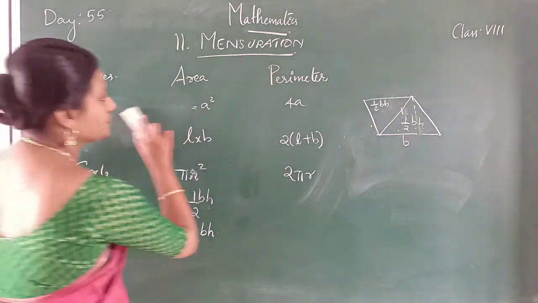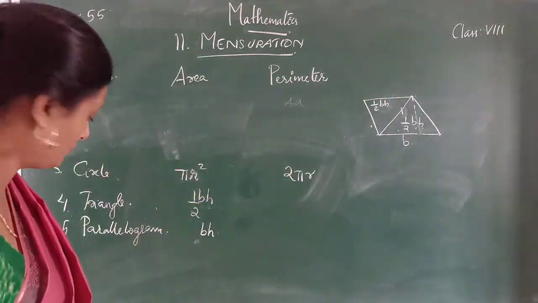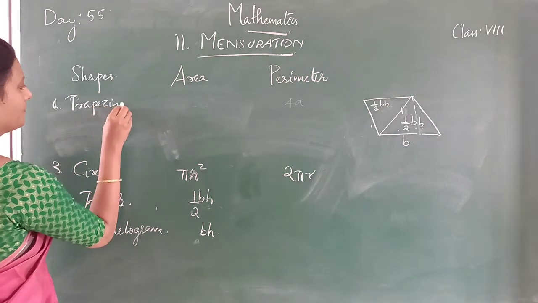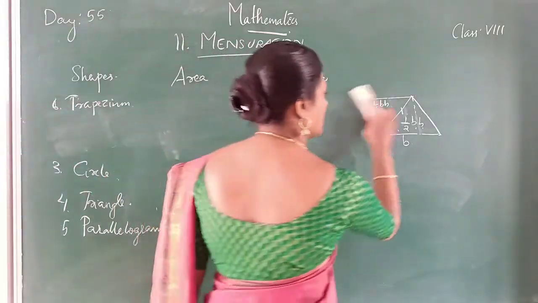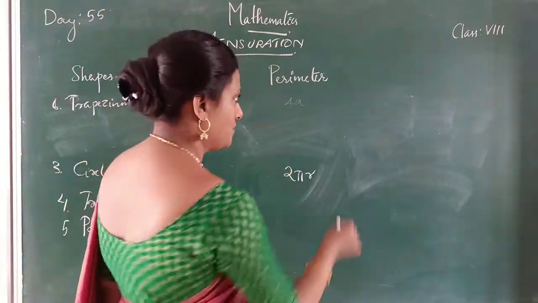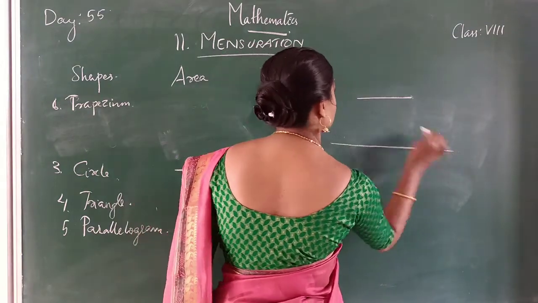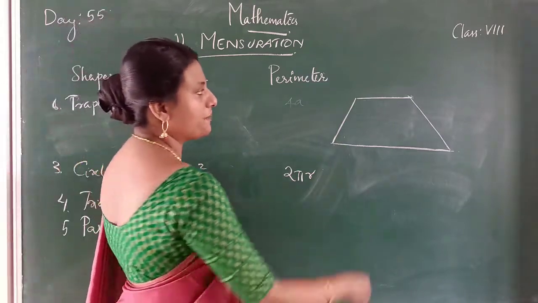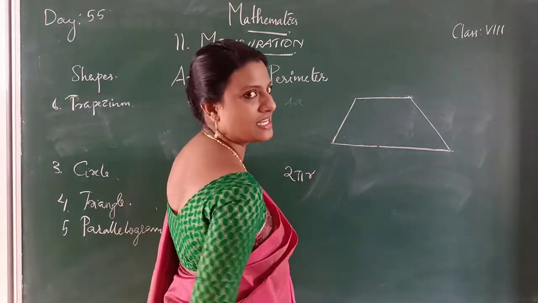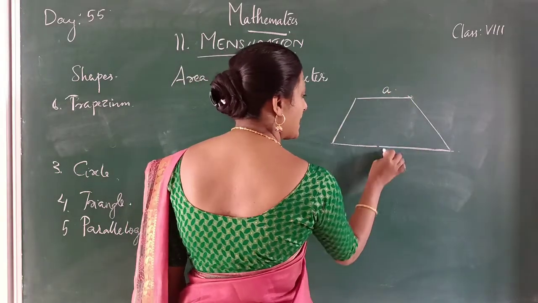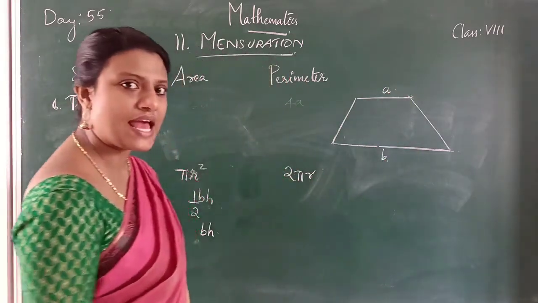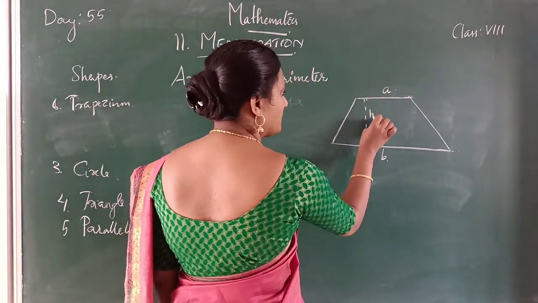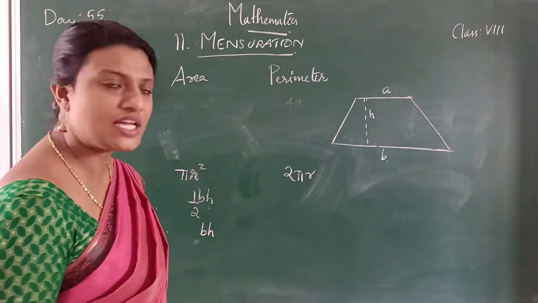Next one is the trapezium. Sixth one, trapezium. It's like the roof of our top. Very important, trapezium in this chapter. A trapezium means there will be two parallel sides, right? So let the length of this side be A and the length of this side be B. A and B are the lengths of the two parallel sides. And let H be the height of the trapezium.